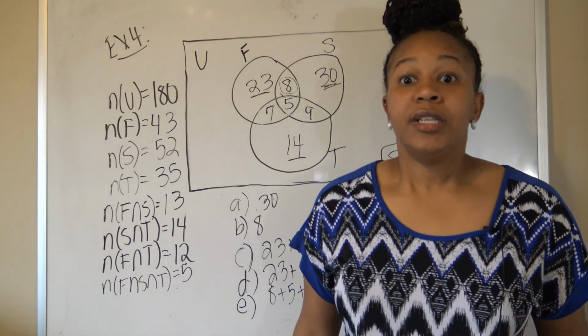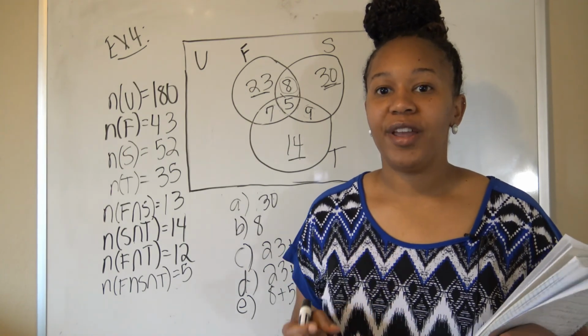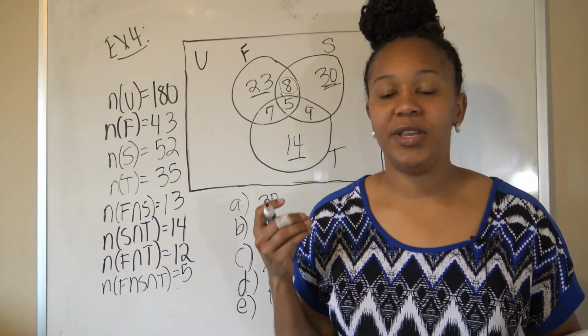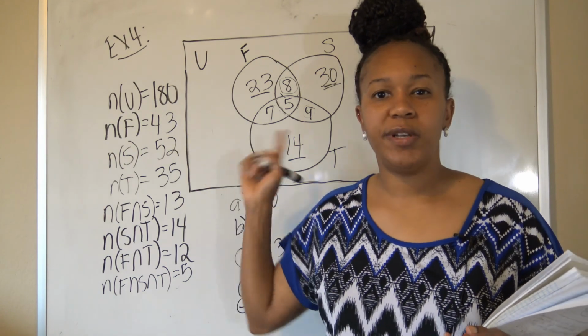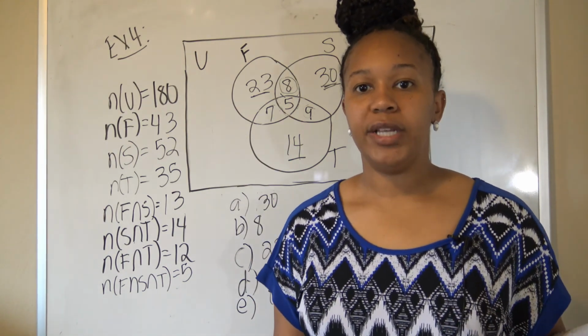All right. So that is how you break a survey problem down and work it out. You have to take it, break it down piece by piece, and then once you complete your Venn diagram, it makes your questions a little easier to answer. So go ahead and break that down and work it out.